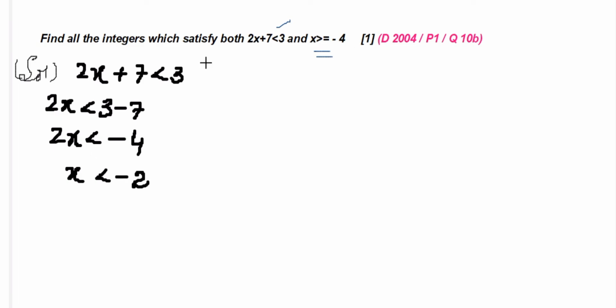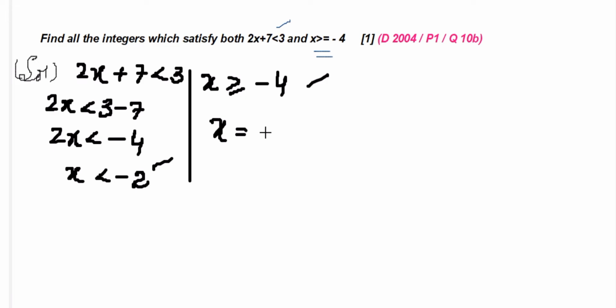The second inequality is x greater than or equal to minus 4. We need to find all those integers that satisfy these two inequalities, x greater than or equal to minus 4 and x less than minus 2. So the integers that satisfy both inequalities are, one from here, because this inequality has a greater than or equal sign also, so one of the integers is minus 4, and the second one is minus 3. Minus 2 cannot be included here because this inequality has no equal sign.